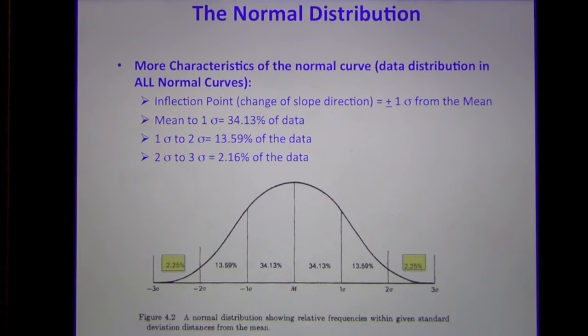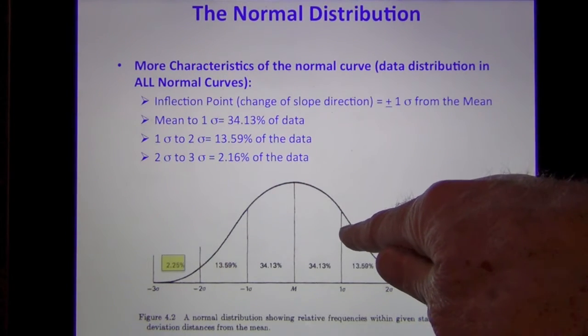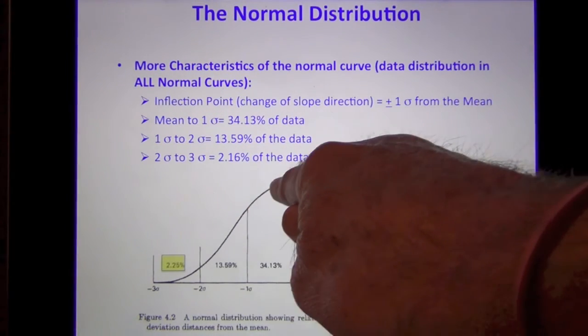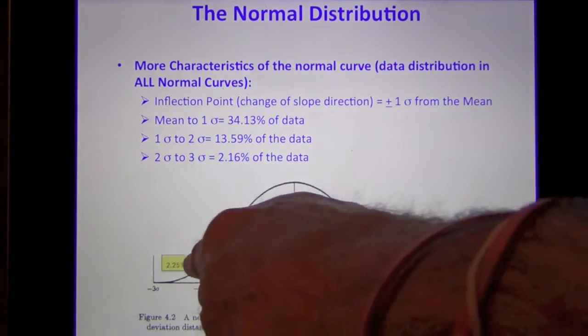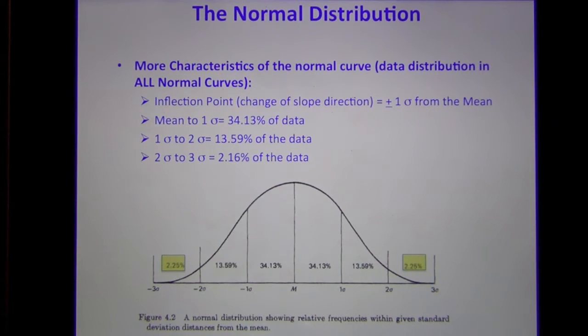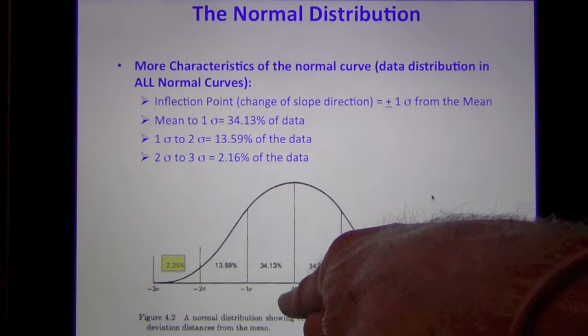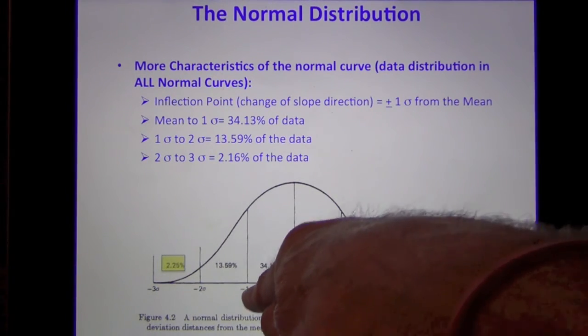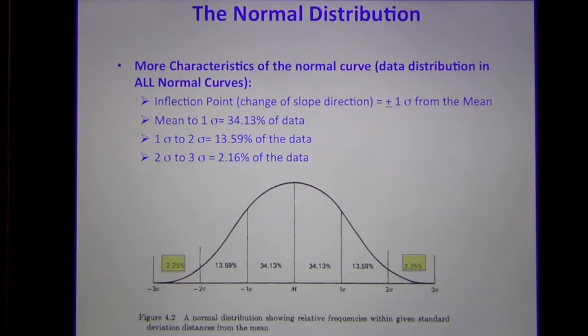So what are two of the other characteristics? We mentioned this before. There's what's called an inflection point. That's where the curve changes from going this way on the slope to going that way on the slope. That's at this point, and on this side of the curve it's the other point, going from the slope going down to the slope changing in that direction. This inflection point is essentially exactly one standard deviation from the mean in this direction and that direction for every normal curve.